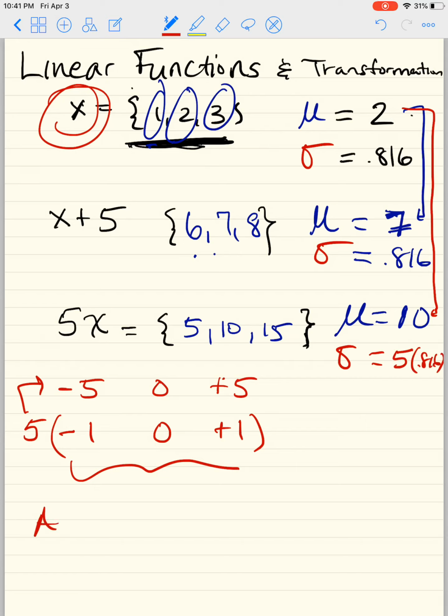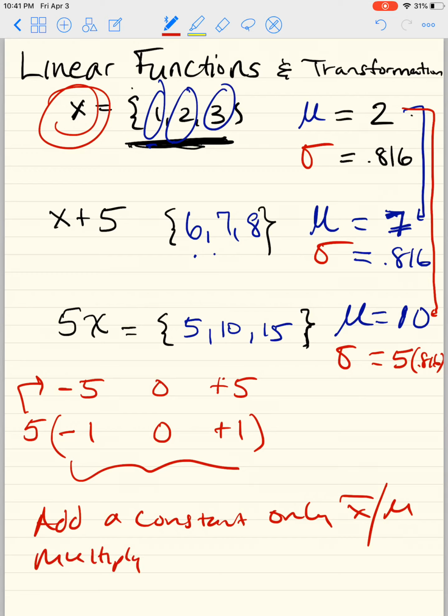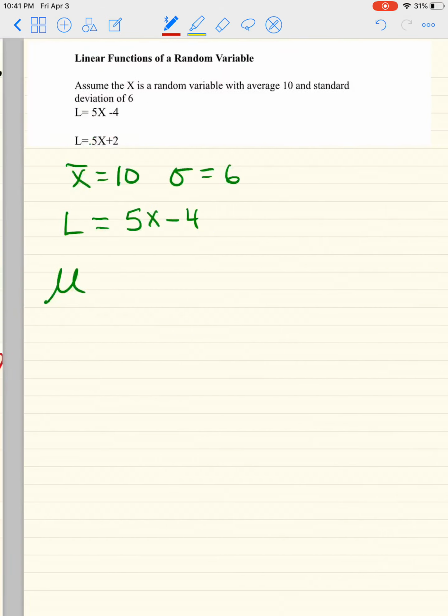So when we add a constant, only the average, or I should write down mu, changes by that. The standard deviation does not change at all. But when you multiply every data point by a constant, both your average and your standard deviation change. So let's take a quick look at these two great examples I made up.